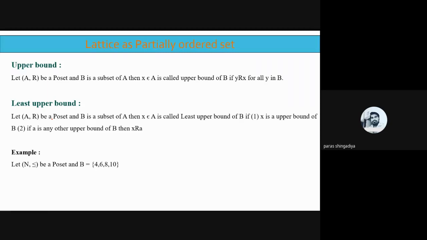Okay, for the same question here, N with less than or equal to, B is a subset of N: 4, 6, 8, 10. The condition for upper bound is, for x belongs to the set N, we say this x is called the upper bound if y R x is satisfied for all y belongs to B. Okay, y less than or equal to x, R is the less than or equal to condition here. If y less than or equal to x is satisfied for all y belongs to B, then we can say that such x is called the upper bound.